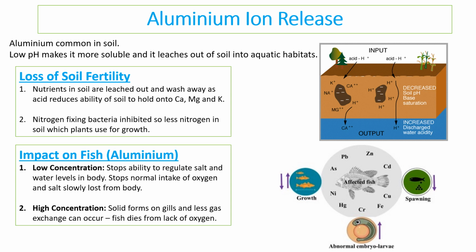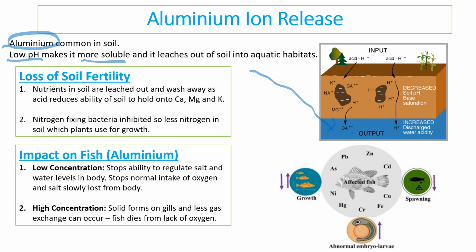So this aluminium ion release, let's have a little bit more of a look at this. Aluminium is common in soils. It's one of the most common elements in the ground. But when it's in the soil, it is not soluble. However, if the pH lowers due to acid, it becomes more soluble and it will leach out of the soil into local areas as a result.